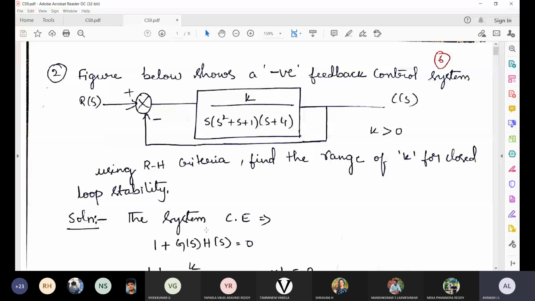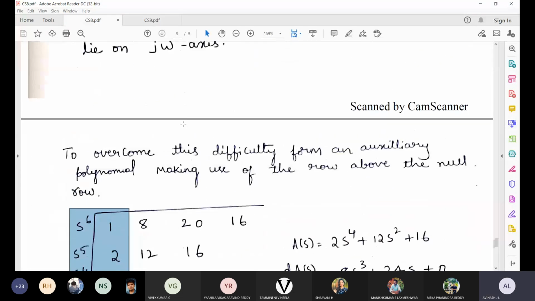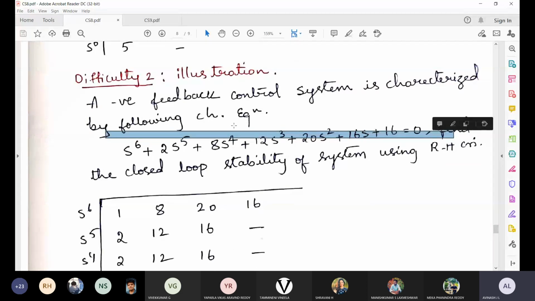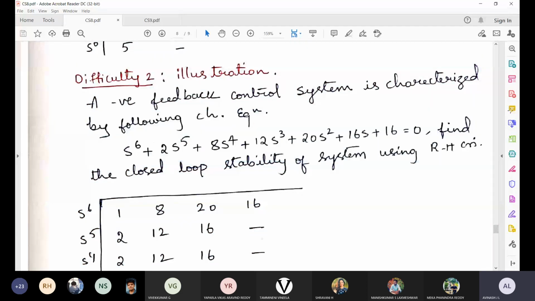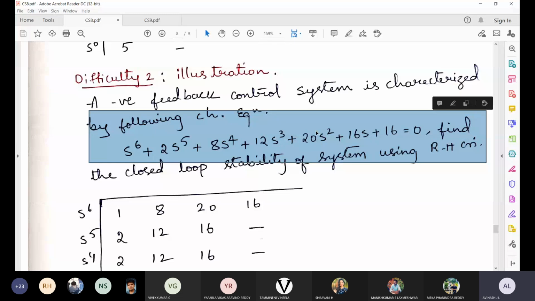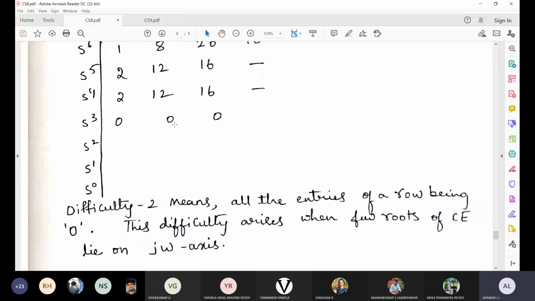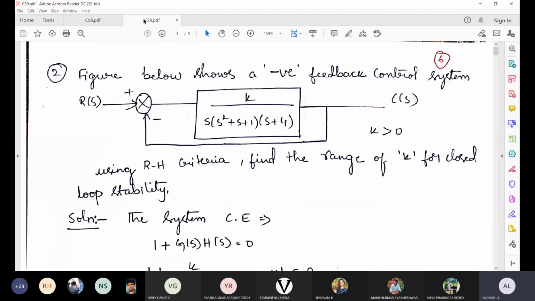Whatever equation we give, we consider it as the characteristic equation. Any equation we consider to draw the root locus or apply the RH criteria is a characteristic equation. Now if the characteristic equation is not given, what is the next step? We need to form the characteristic equation. Once we form it, then we can definitely do it.